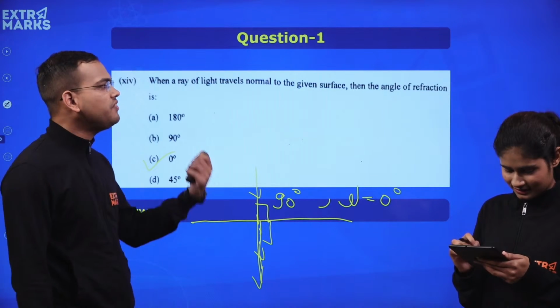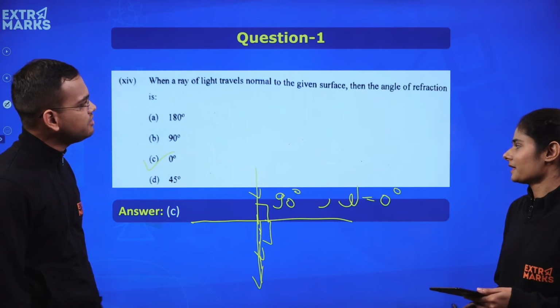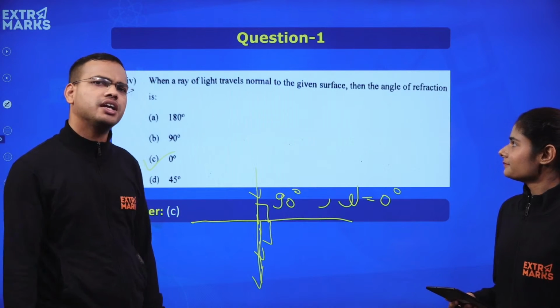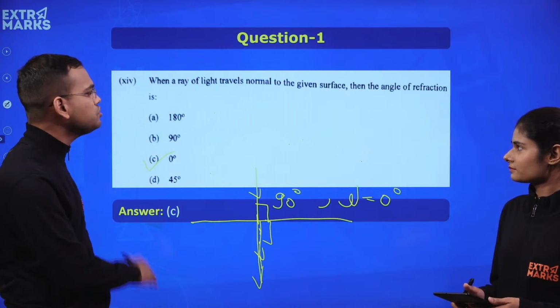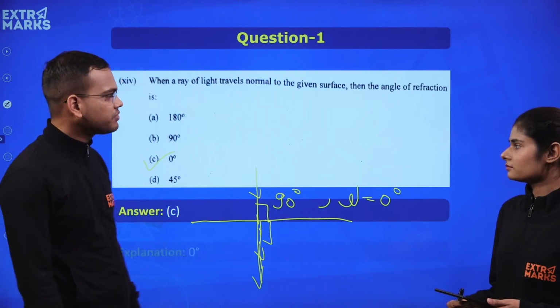Even in reflection, if any light is falling normally on a surface, it will get reflected and retrace the same path. There also the angle of incidence and angle of reflection is 0.